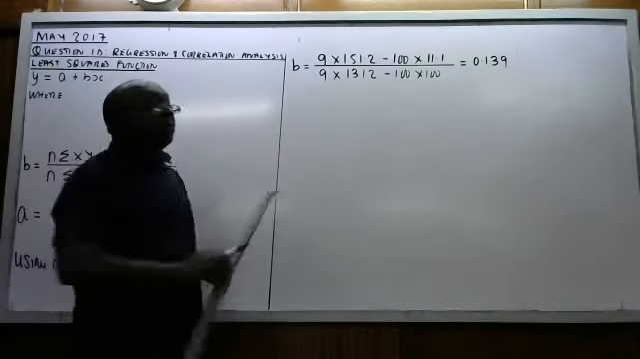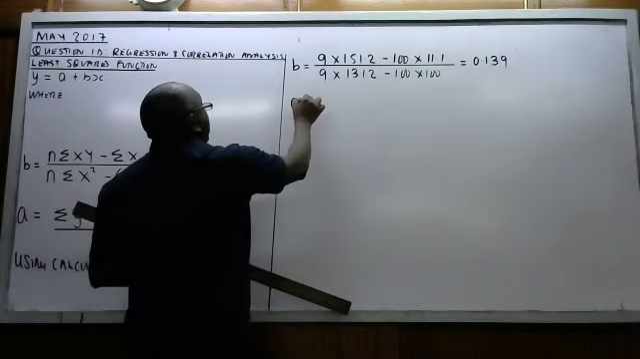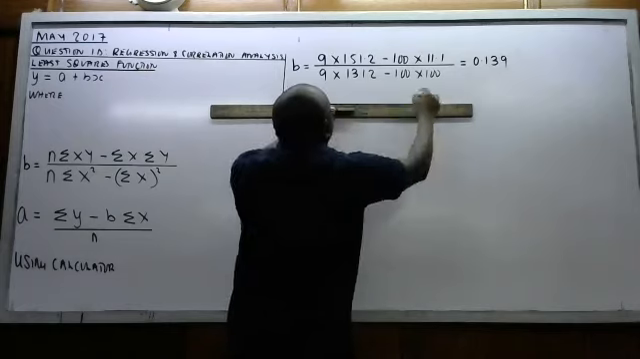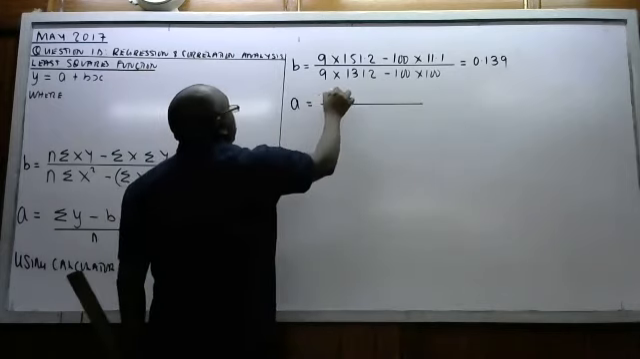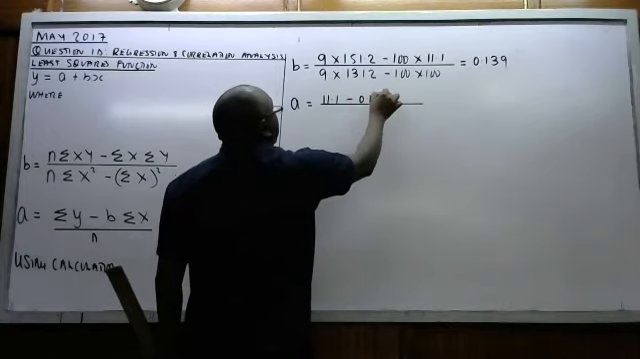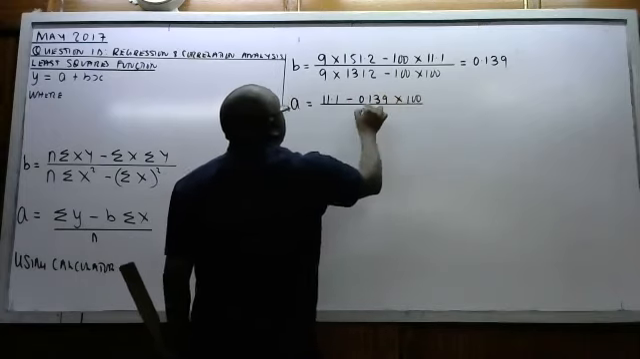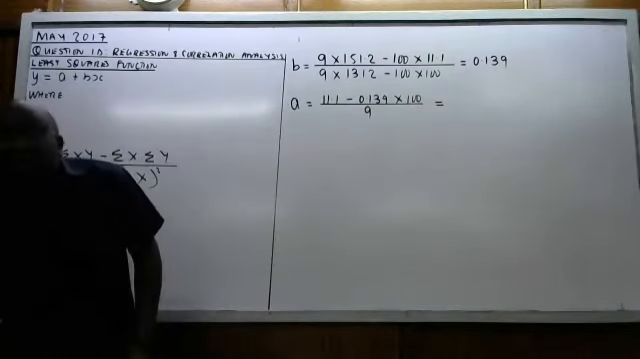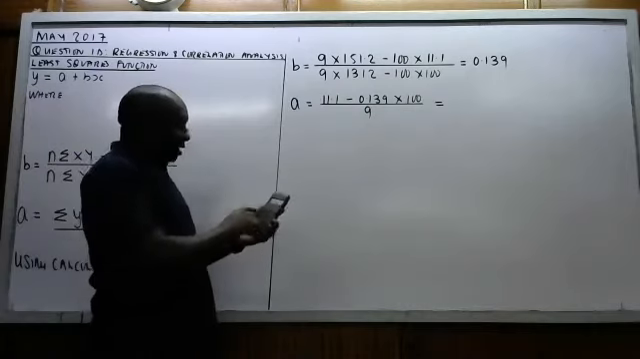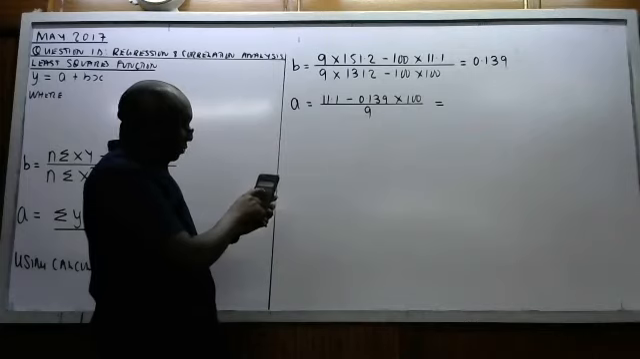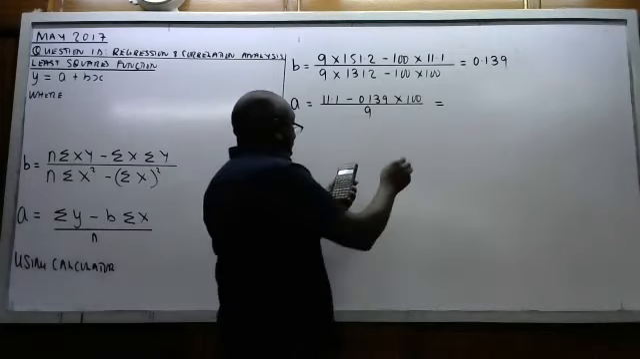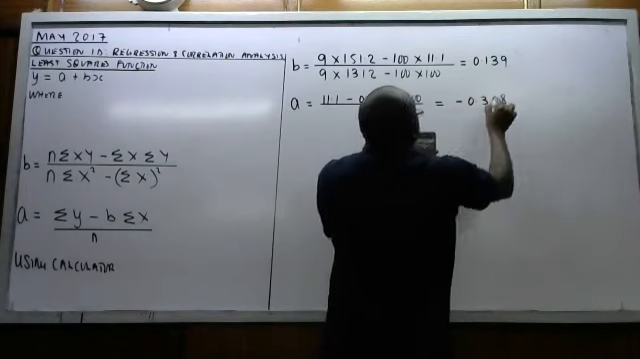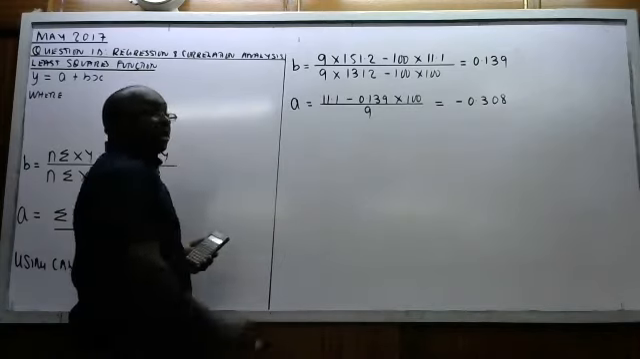And then for the value of A, it is 11.1 minus 0.139 times 100, divided by 9. Divide by 9. And then you say shift, number 2, you replace where there is A. I'm getting minus 0.308 if I'm working to 3 decimals.